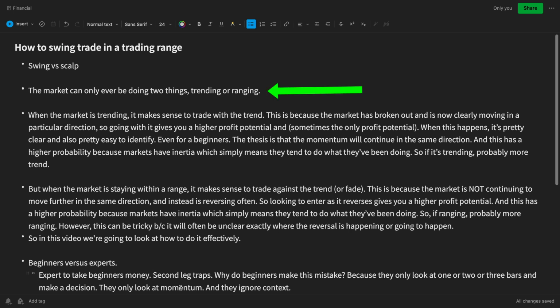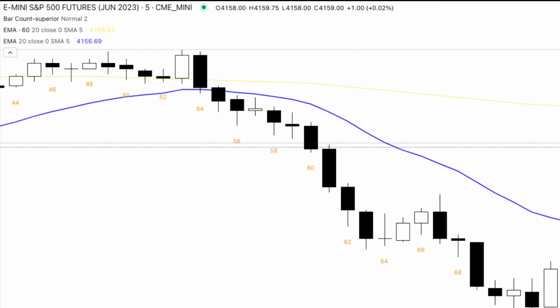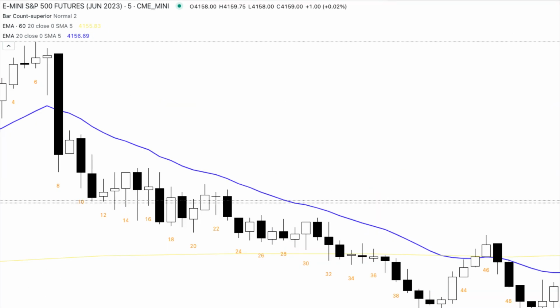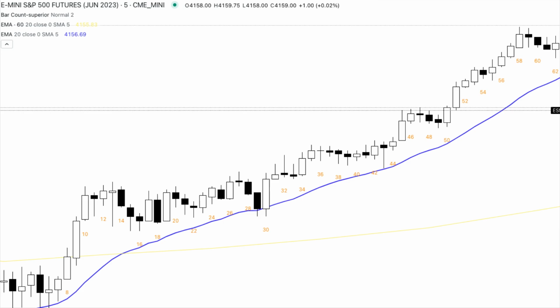The next thing you need to know is that the market can only ever be doing two things, trending or ranging. So that means it's either heading in a direction or it's staying within a range. We call that a trading range. Here's an example of a trend, and here's one of a trading range. Trend, range, trend, range, trend, range.